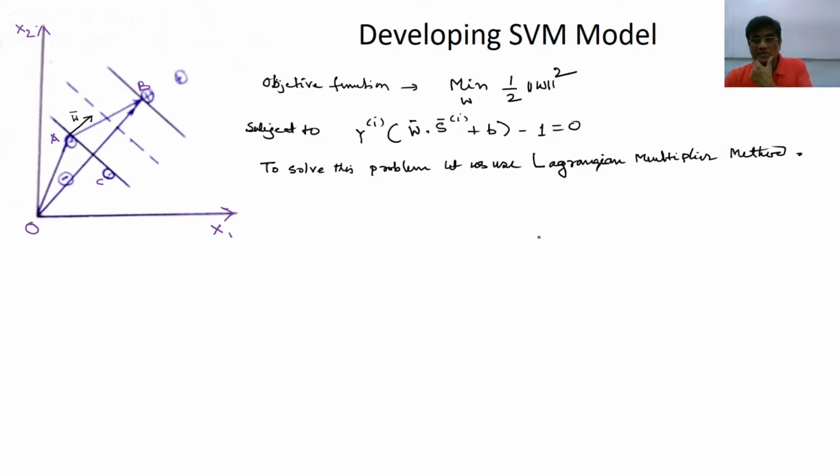For those to whom this term is new, they can just get acquainted with this method. This is a very powerful method, and even if you do not know, you can just concentrate here. You may be knowing something about it. So if I have an objective function and I have a constraint, then I can solve this optimization problem using the Lagrangian multiplier method. For this, the first step is you need to construct a Lagrangian function.